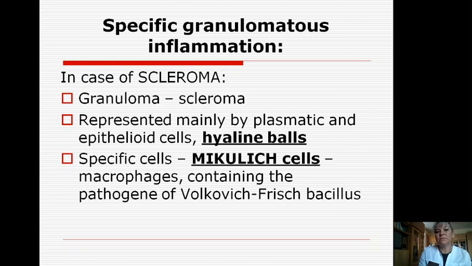The next specific granulomatous disease, scleroma. The granuloma is called scleroma. Represented mainly by plasmatic and epithelioid cells. Special cells are highly involved as a result of transformation of plasmatic cells, and the specific second cells are Mikulicz cells, macrophages containing the pathogen, Volkovich-Frisch bacillus.